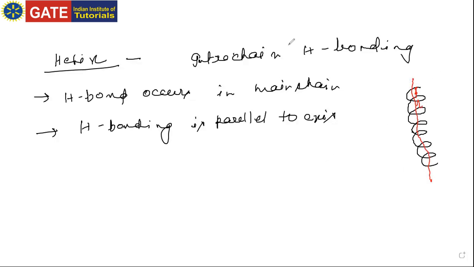Okay, hydrogen bond will form in this way. In this way, it will form. Like this, hydrogen bond also forms. So we can say that hydrogen bond is parallel to the axis. Suppose that this is the axis and this is the hydrogen bond. Understood?